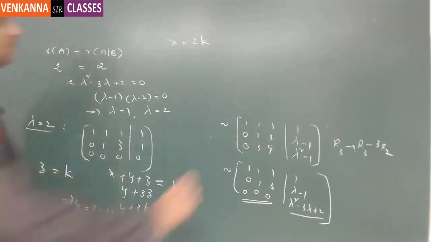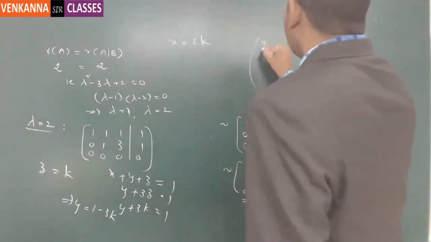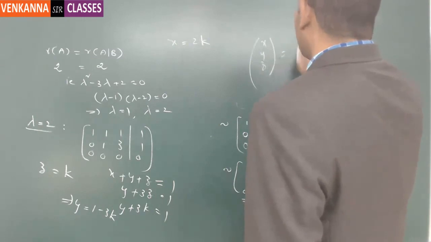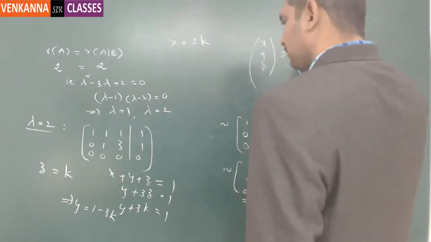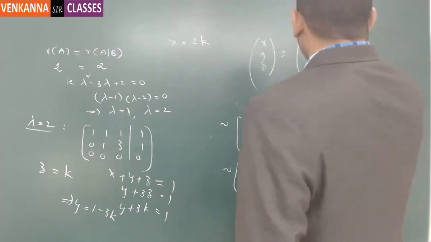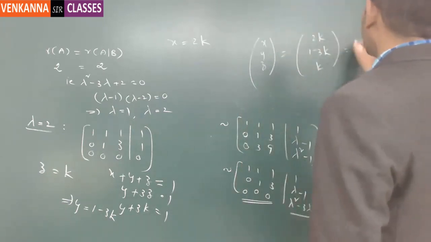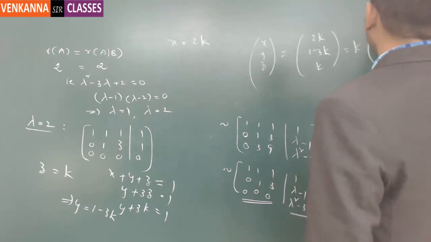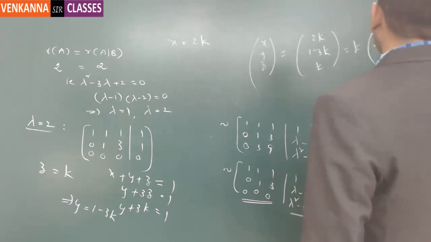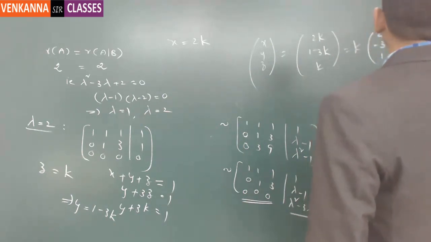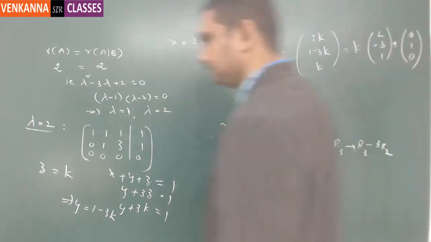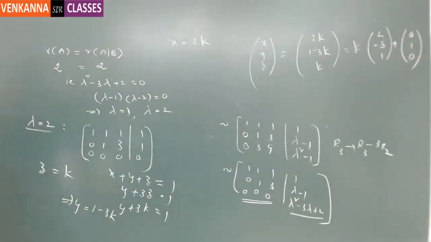So you will get the values x, y, z equal to 2k, 1 minus 3k and k, which equals k times (2, minus 3, 1) plus (0, 1, 0). So that was the solution part of the determination.